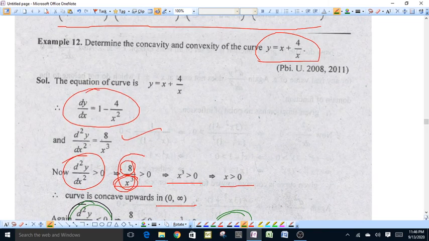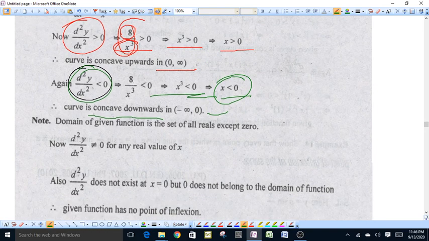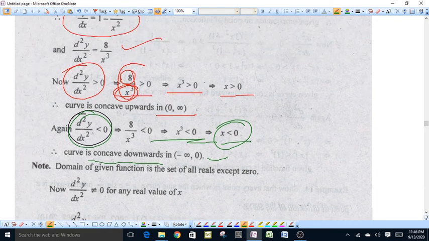We have a curve y is equal to x plus 4 upon x. Clearly this function is not defined for x equal to 0, that is 0 does not belong to the domain of the function. This means second order derivative, that is d2y upon dx square, is never 0 in the domain of given function. This means this curve has no point of inflection.